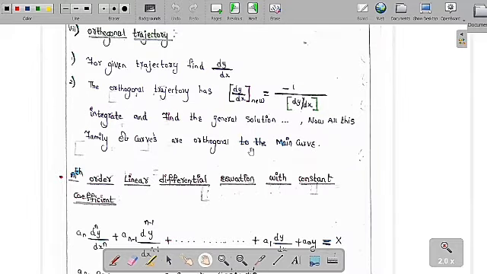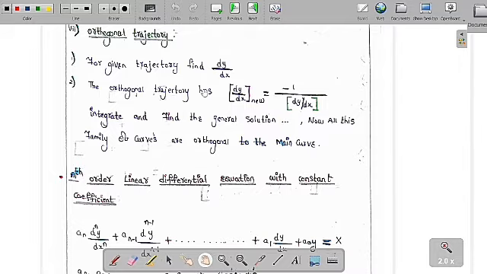So now we are going to learn about the orthogonal trajectory. Suppose you want to find the orthogonal trajectory of any general solution, how are we going to do that? The first step is, for the given general solution, figure out the differential equation. So we have to find the dy by dx of this general equation. Then we are going to get some equation for dy by dx.